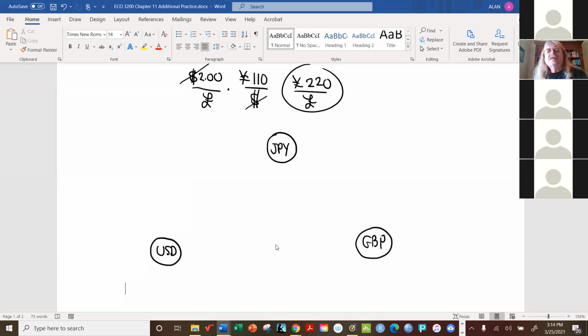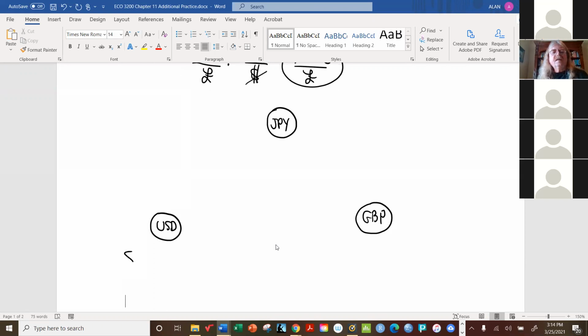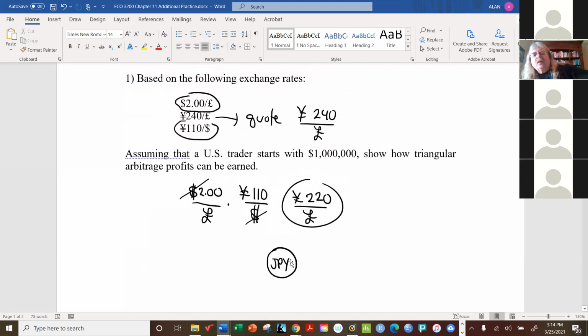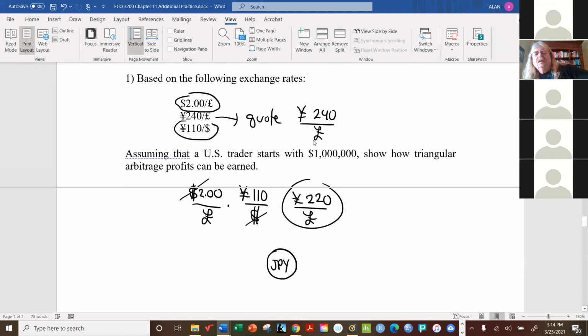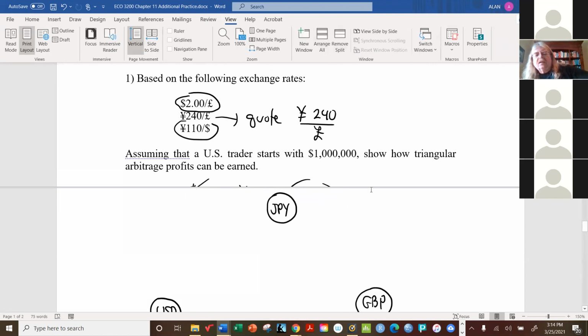The key detail is knowing whether to go clockwise or counterclockwise. So we're starting in the United States with $1 million. What I want you to do is show how we could go around this triangle and generate a profit by trading with these exchange rates. Okay, so let me split the screen so you can see what we're doing. You know there's really only two options. You can either go clockwise or counterclockwise.